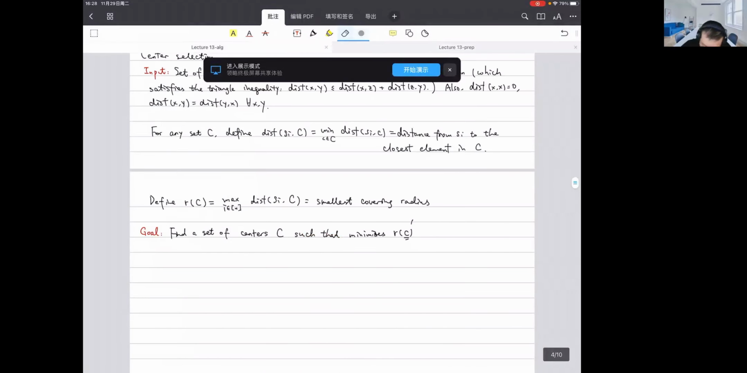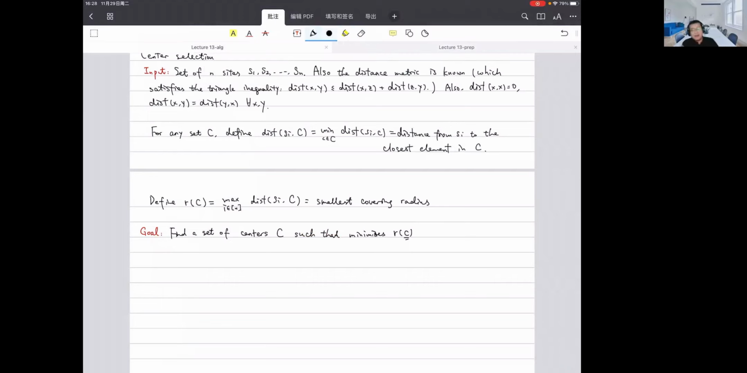The main point is that we can regard this set C as some kind of center set. We probably want to use a small set C to represent all the sites. So in particular, hopefully, we have a size requirement. So the restriction that we apply here is that the cardinality of C is at most K. Always, because we are talking about the minimum here.